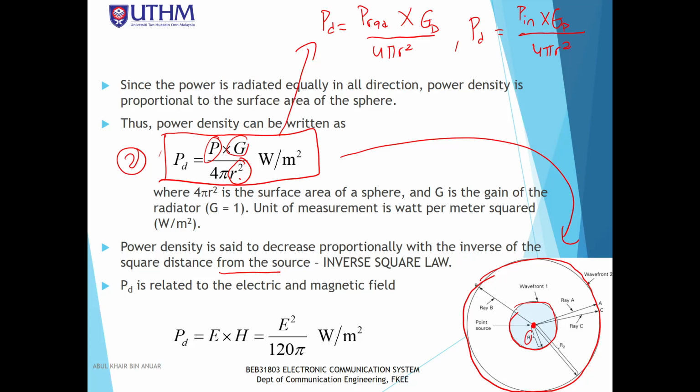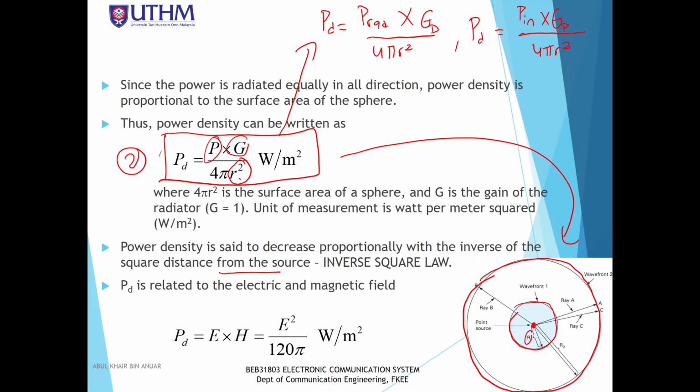Remember that we actually want the power density to be as big as possible. Kita inginkan power density sebesar yang mungkin. Okay, because this is like a coverage area. Ini sebenarnya menggambarkan seperti coverage area of the antenna.